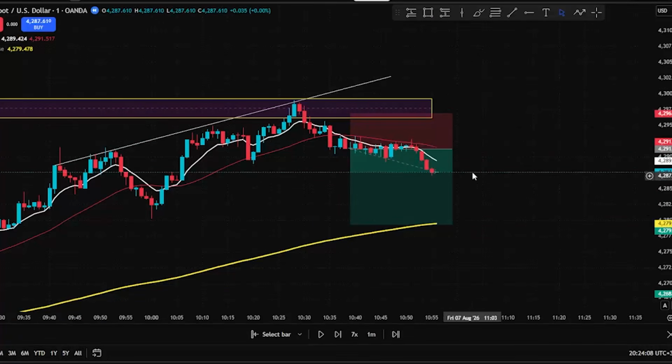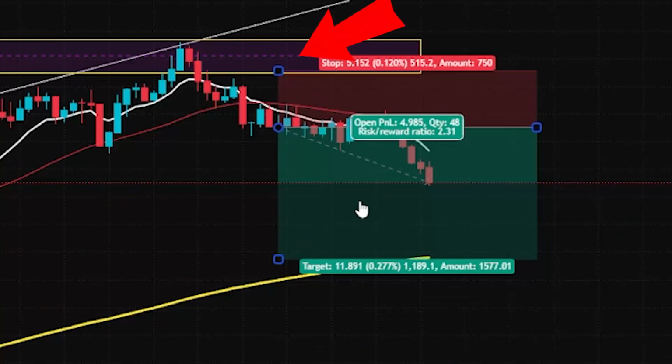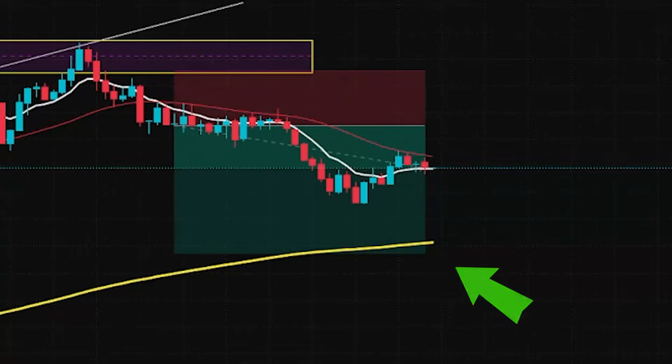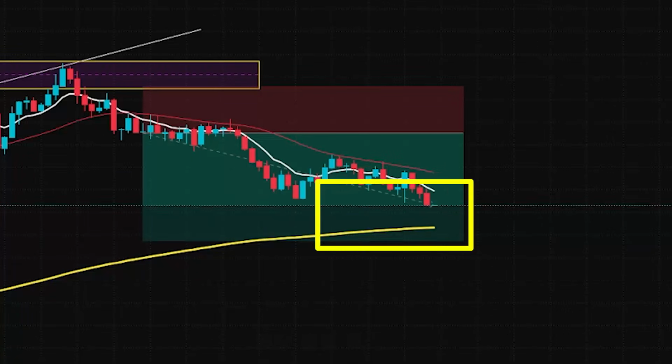Entry, after confirmation of a short-term breakout. Stop loss, above the last correction high. Target, twice the risk amount. In this trade, the price continued its downward movement after the entry and reached the target.